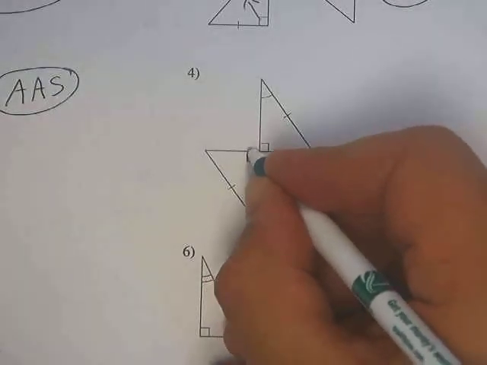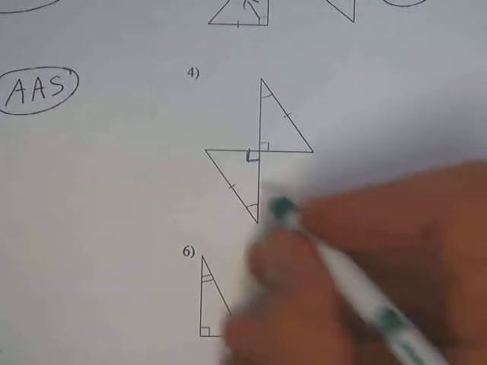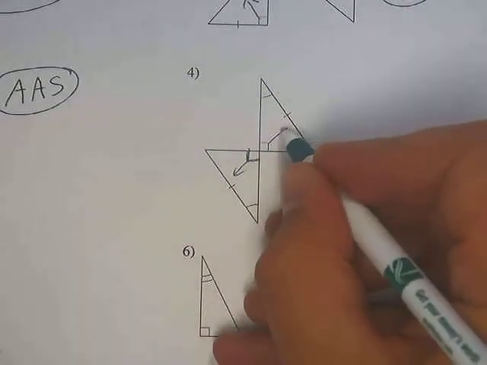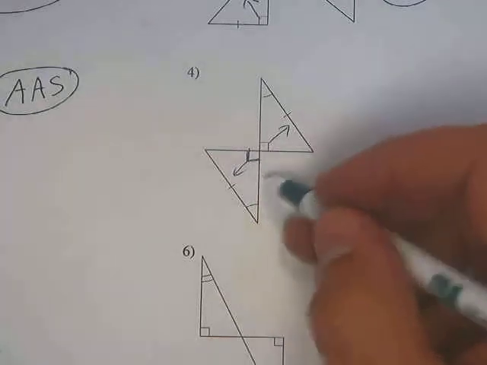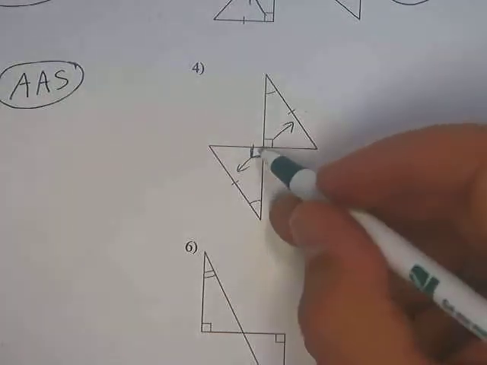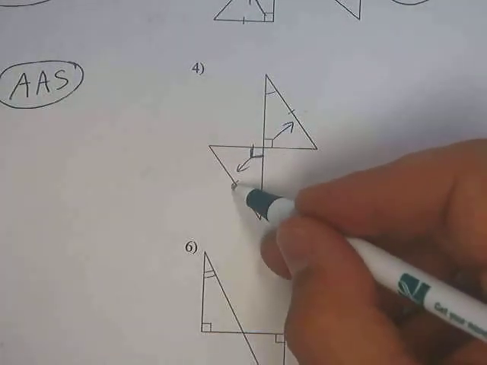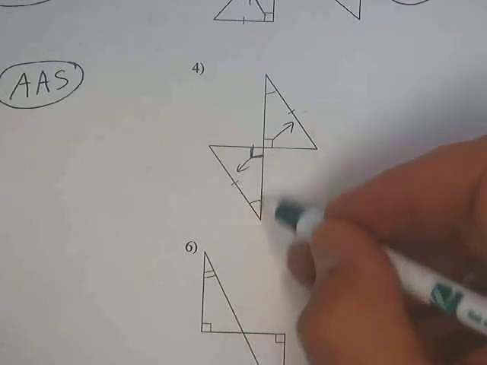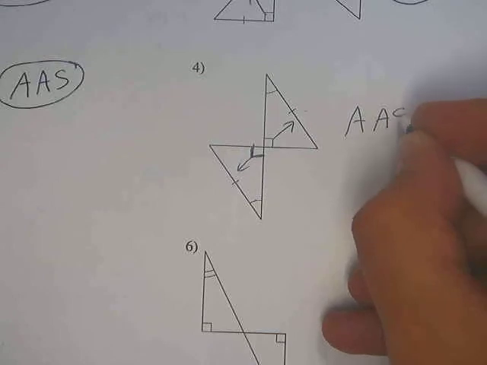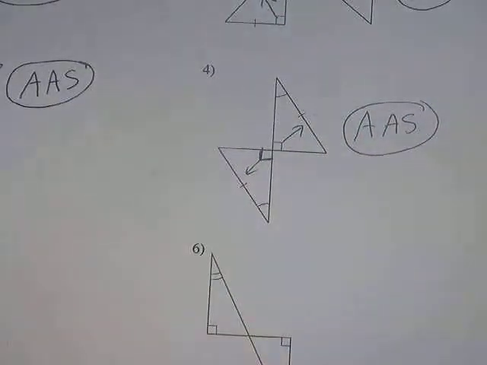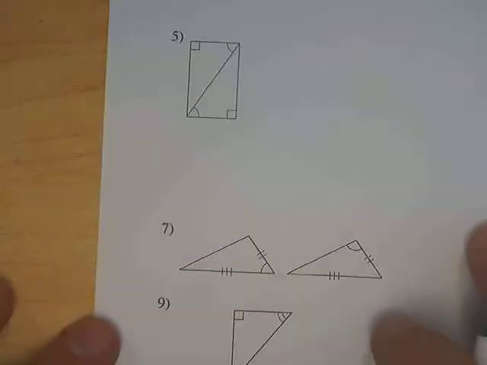Let's look at number 4. These are vertical angles, so that makes this a right angle as well. These are both right angles. Again, points to the hypotenuse. The hypotenuses are congruent, but there's no legs congruent, no other side. I do see two angles and a side. The side is not between the two angles, so they're congruent by angle, angle, side.